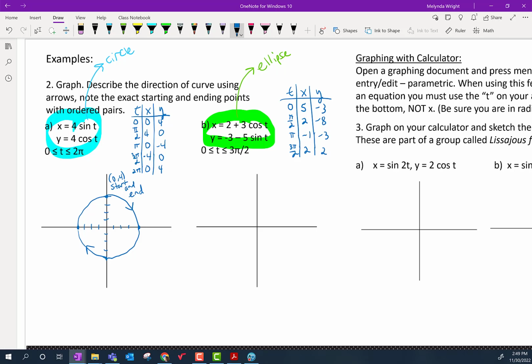So just prepping to get my grid ready. My x's need to go out to 5, 1, 2, 3, 4, 5, and to -1. My y's need to go up to 2 and down to 8, 1, 2, 3, 5, 6, 7, 8.